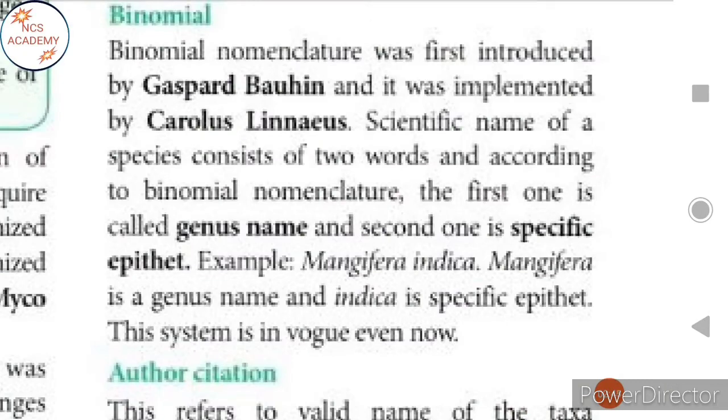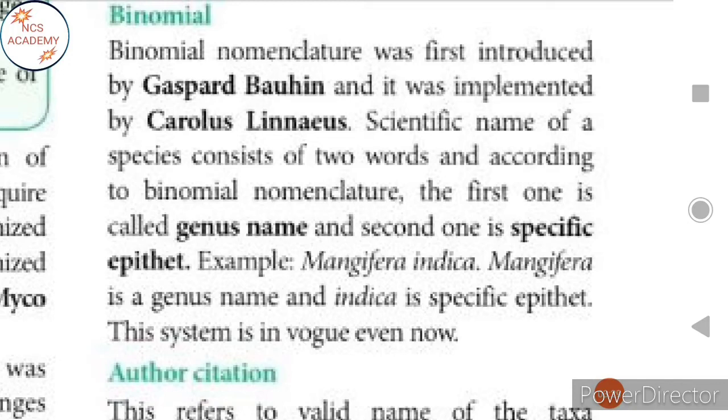Next, what is known as binomial nomenclature? Binomial nomenclature was first introduced by Gaspard Bauhin, but it was implemented by Carolus Linnaeus in his book Genera Species Plantarum. In his book he implemented this binomial nomenclature for all the species. The scientific name of a species consists of two words. Each and every species consists of two words according to the binomial system. The first name is called the genus name and the second one is the specific epithet.